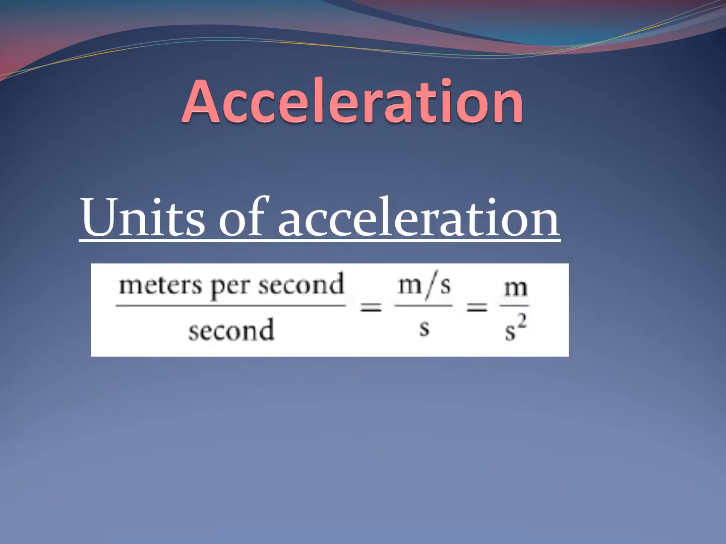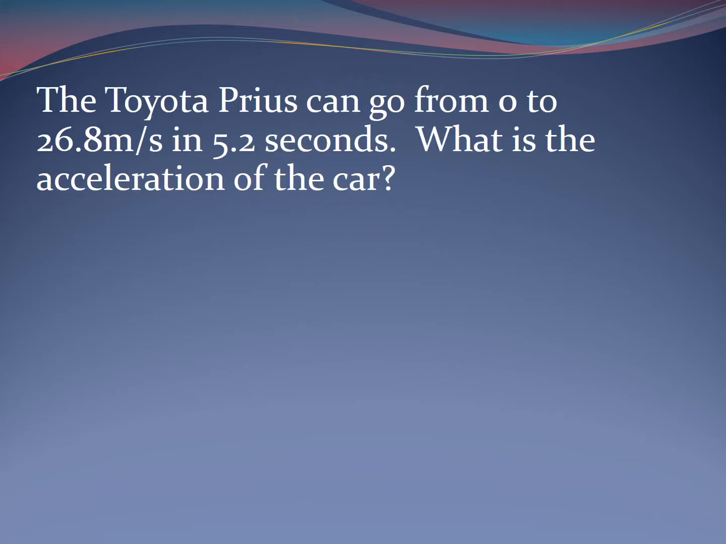So the units of acceleration are meters per second squared. And that makes sense because we have velocity, which is meters per second, divided by seconds. So meters per second squared. Let's say, for example, that a Toyota Prius can go from 0 to 26.8 meters per second in 5.2 seconds. What is the acceleration of the car?